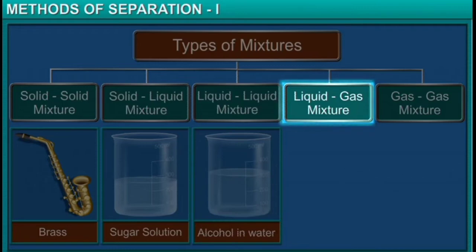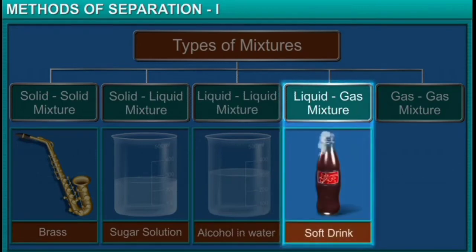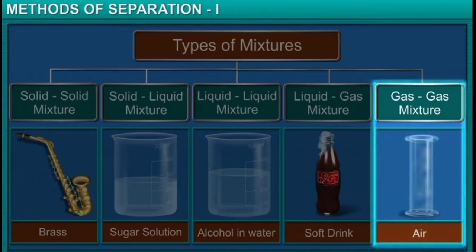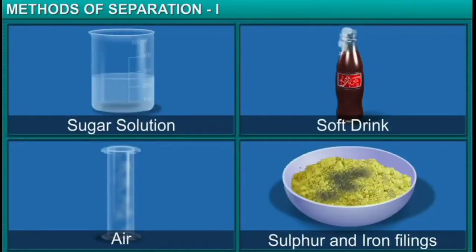Liquid, gas mixture. For example, carbon dioxide mixed in water. Gas mixture. Air forms a gas in gas mixture as it is a solution of gases like oxygen, argon, nitrogen, and carbon dioxide. If you are provided with a sample of a mixture and asked to separate the constituents, you first need to figure out the type of the mixture.